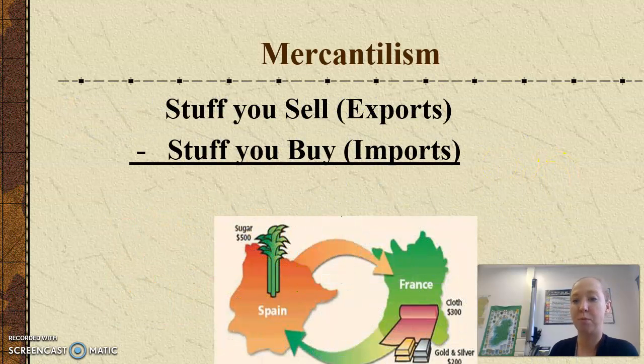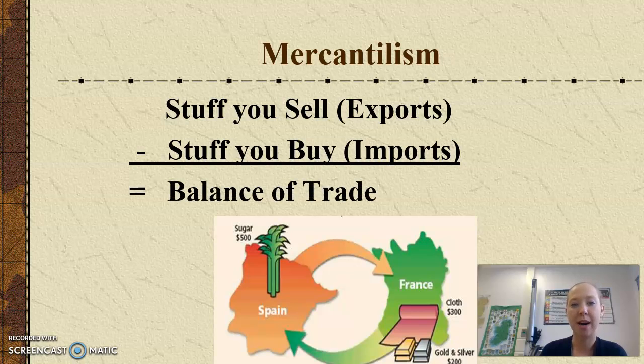The other big key point of mercantilism is that you want to have a positive balance of trade, meaning you want to sell more than you're buying as a country, right? So you want to export more things than you're buying or importing, right? And that's going to give you then a positive balance of trade.